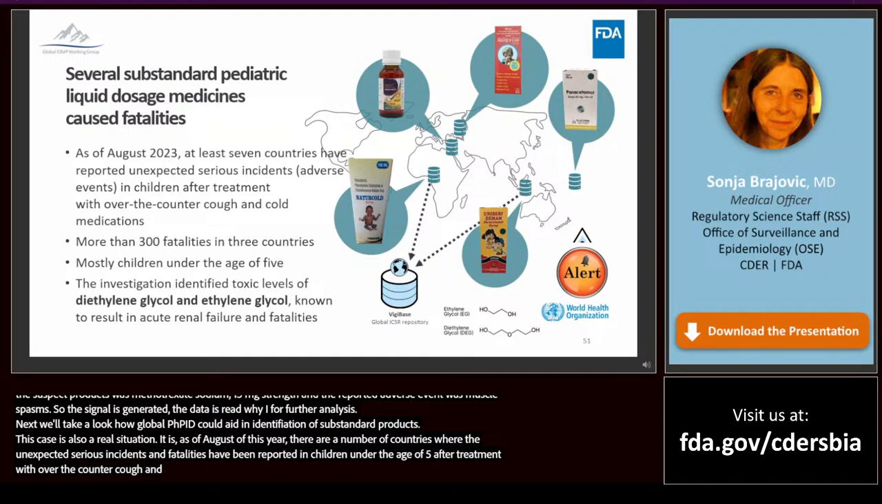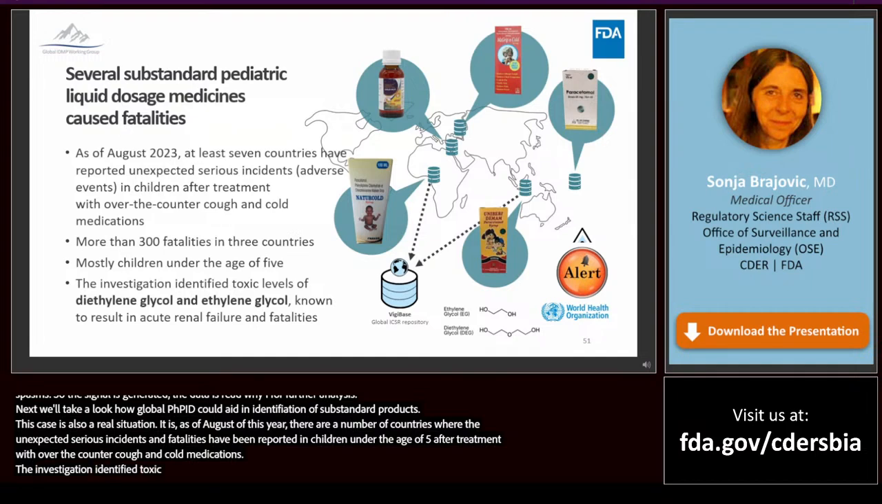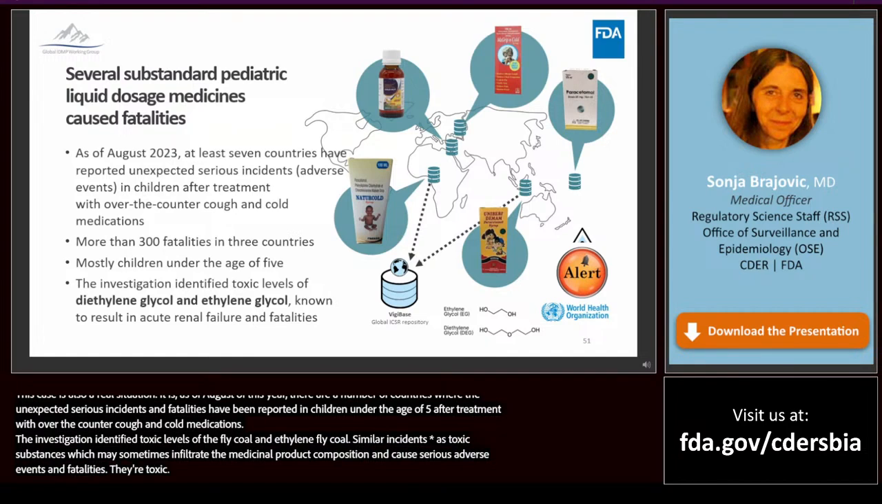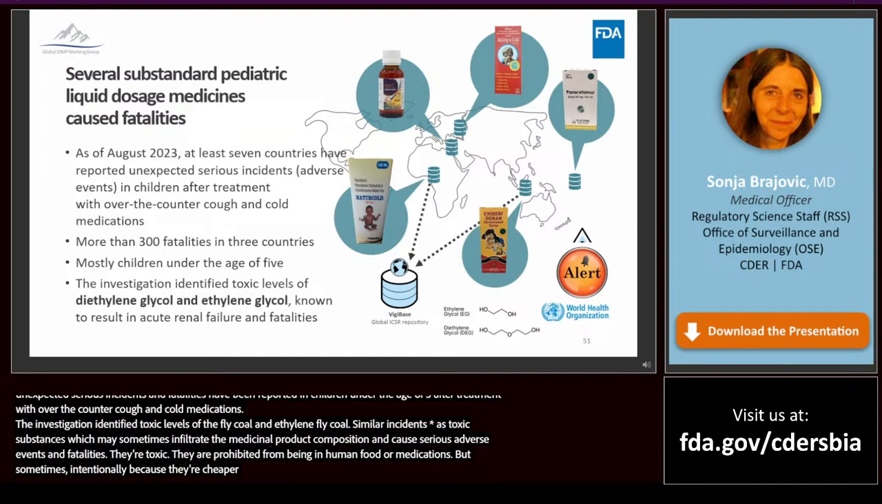The investigation identified toxic levels of diethylene glycol and ethylene glycol. And these we know from prior similar incidents as toxic substances which may sometimes infiltrate the medicinal product composition and cause serious adverse events and fatalities. They are toxic. They are prohibited from being in human food or medications, but sometimes intentionally because they are cheaper than other solvents, or unknowingly, accidentally, they make their way into products.